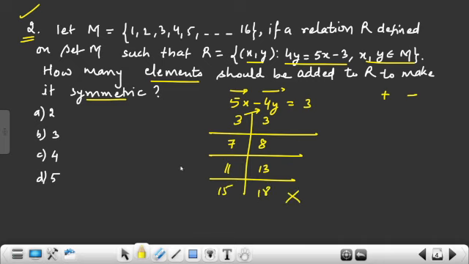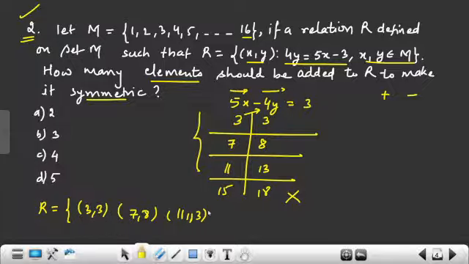But 18 I will not take. Why, sir? Because the number of elements is 16 only, right? You have to be a little careful. So now three solutions are coming in roster form. First one is 3 comma 3, second one is 7 comma 8, third one is 11 comma 13, right? 11 comma 13.